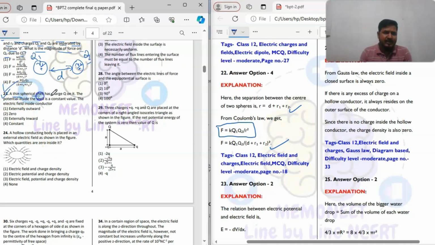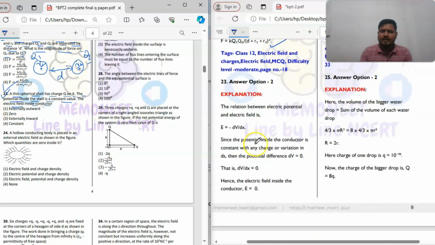A thin spherical shell has charge Q on it. The potential inside the shell is constant. The electric field inside the conductor is? We know that the relation between the electric field and the potential is E is equal to minus dV by dx. Here V is equal to constant, not 0.